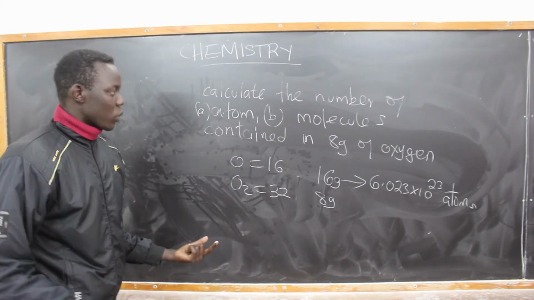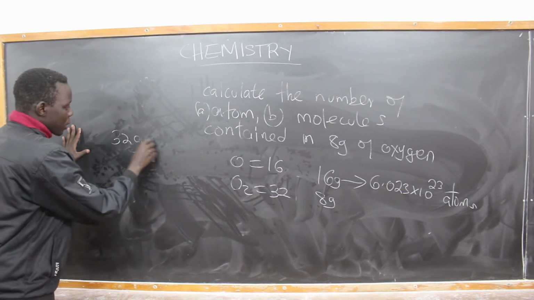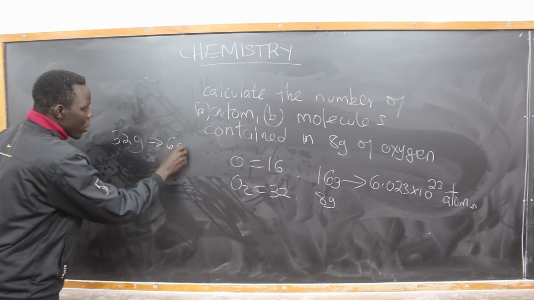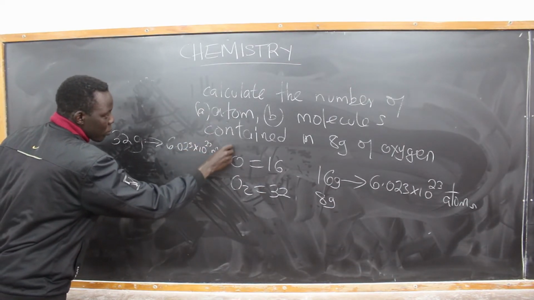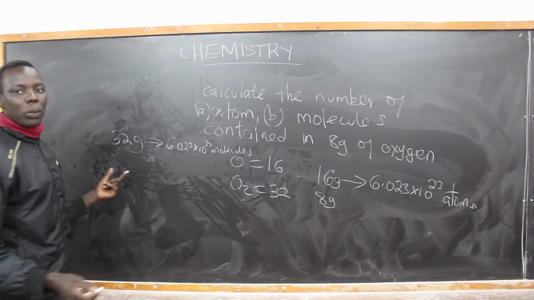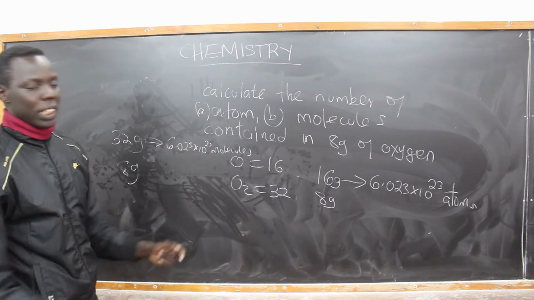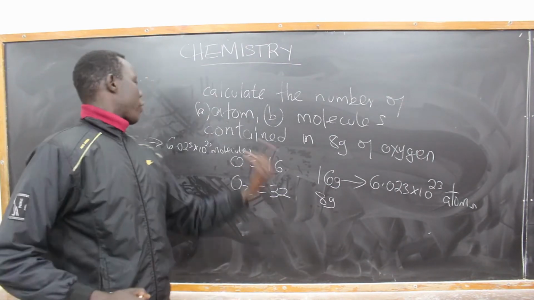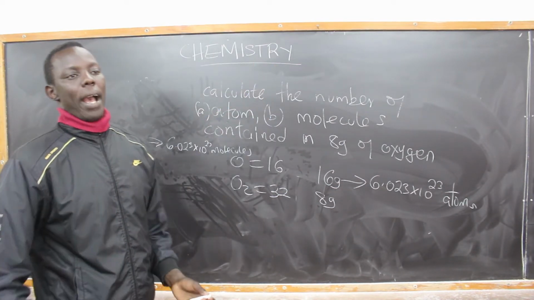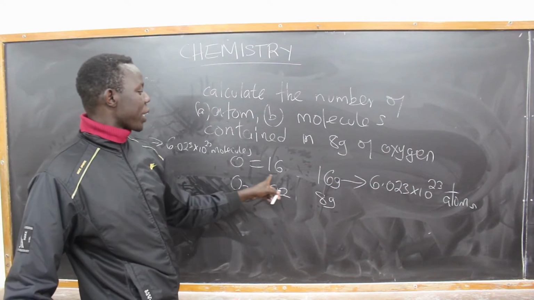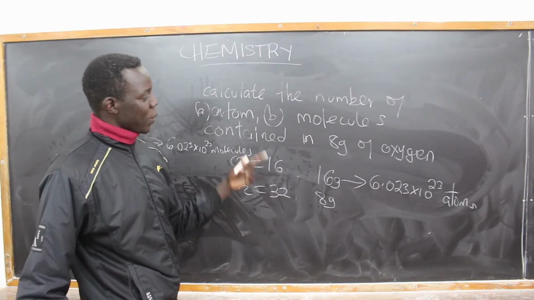If you want to get your molecules here, you will do this. 32 grams are contained in 6.023 times 10 power 23 molecules. What about the 8 grams? 8 times 6.023 times 10 power 23 molecules divided by 32. Whatever you will get will be the molecules. So be aware when to use the atomic mass and the molecular mass. Those are just for the examples.